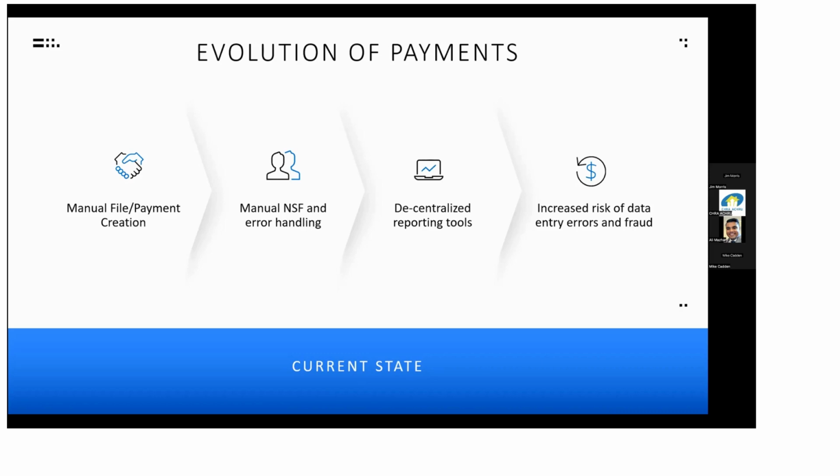Now, all of these processes here are manual, they're rich text, they're data that users can essentially see, intercept, and modify. So in the current state, there is an increased risk of data entry and fraud-related activity.